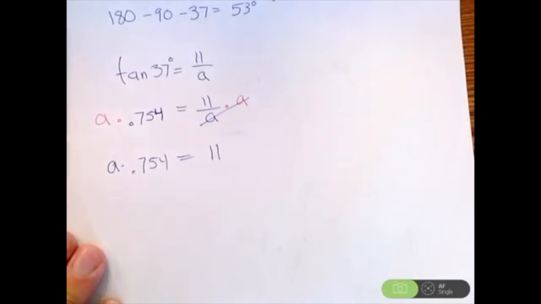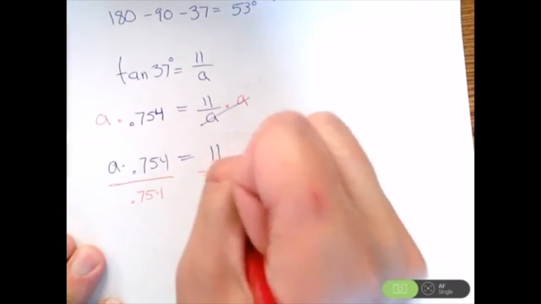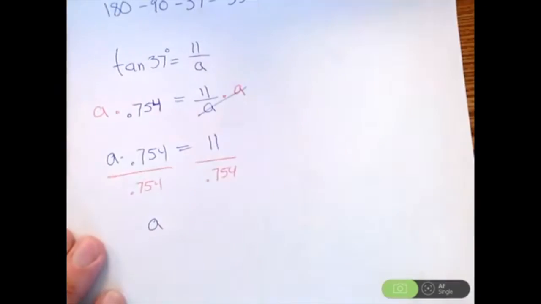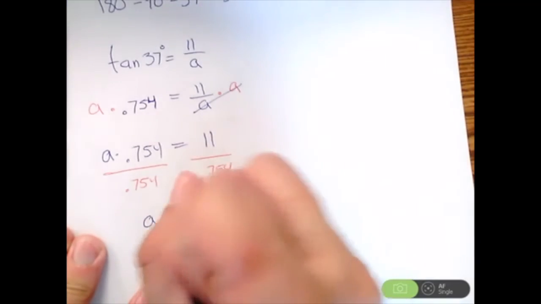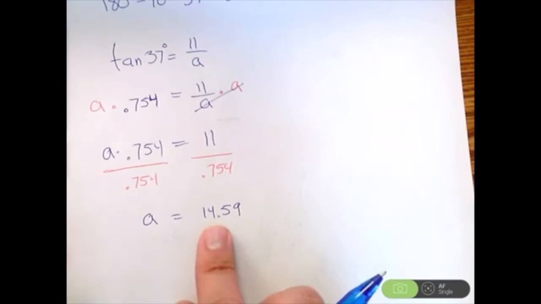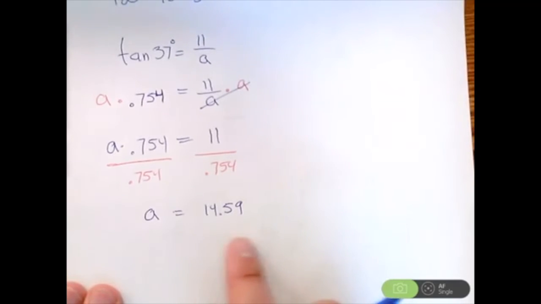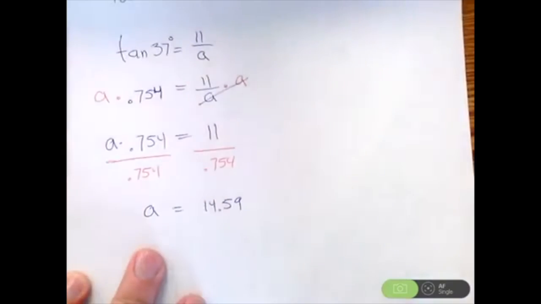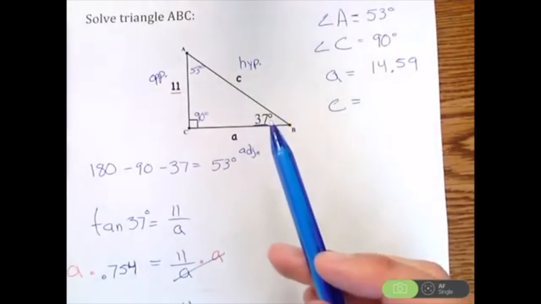The only thing left to do is divide by 0.754, divide by 0.754, and that will get our A all alone. On the other side, 11 divided by 0.754, we get, with my rounding, 14.59. Again, depending on your rounding, each of us might get slightly different answers there. So that's why the calculator approach is not as precise. So we have 14.59. All we have to do is solve for our last side.